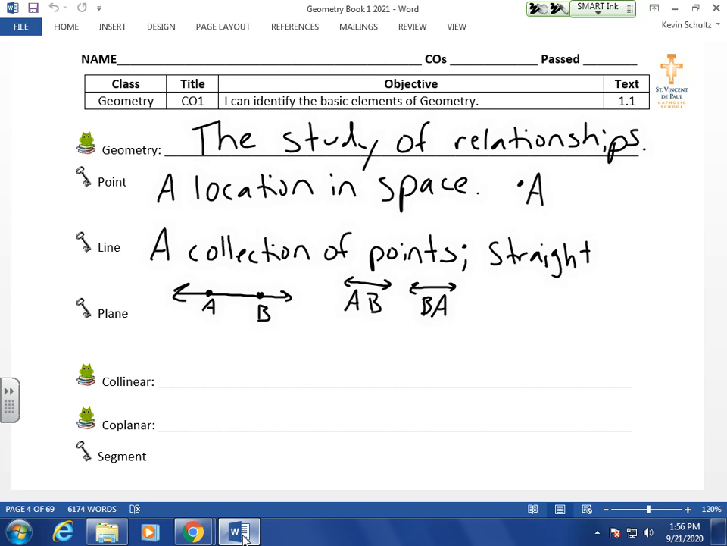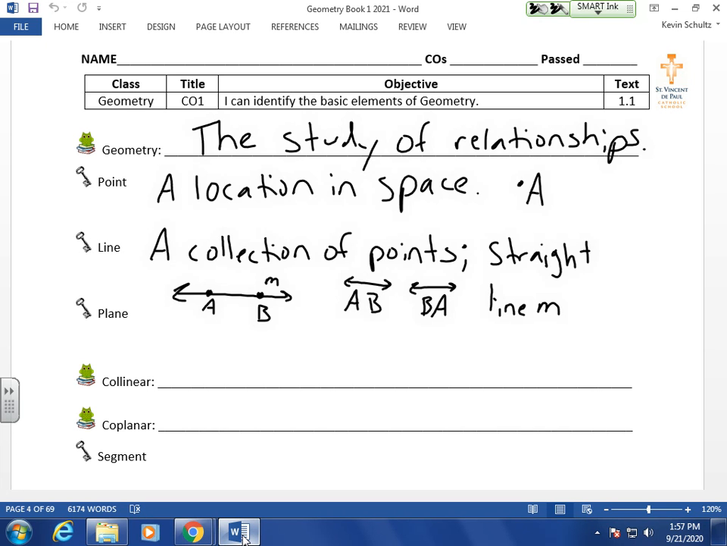Yes? Does it matter if it's capitalized or not? Yes, they will be capitalized because you can also label lines with a single lowercase letter. Okay? Since it's a lowercase letter, you know it's not referring to that point. It's referring to the line as a whole. So we could also call this line M. But it's lowercase because it refers to the entire line, not a particular point. Okay? So far, so good?